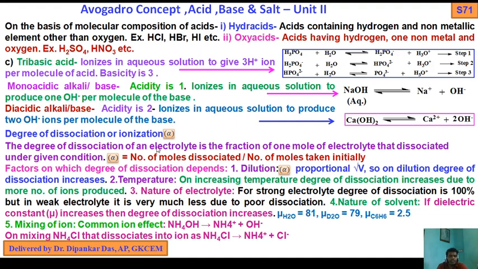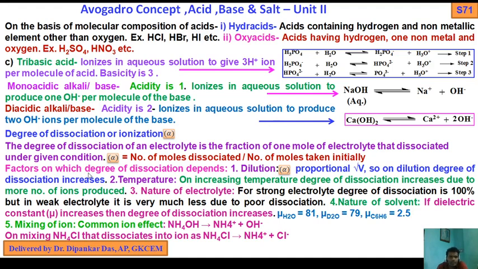Now degree of dissociation or ionization. The degree of dissociation of an electrolyte is the fraction of 1 mole of the electrolyte that dissociates under given conditions. Degree of dissociation is denoted by alpha. Alpha equals the number of moles dissociated divided by the number of moles taken initially.